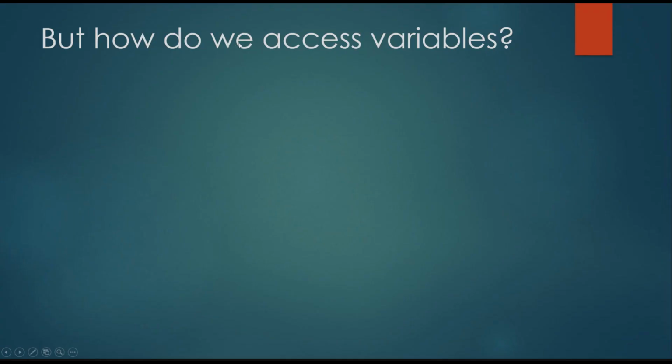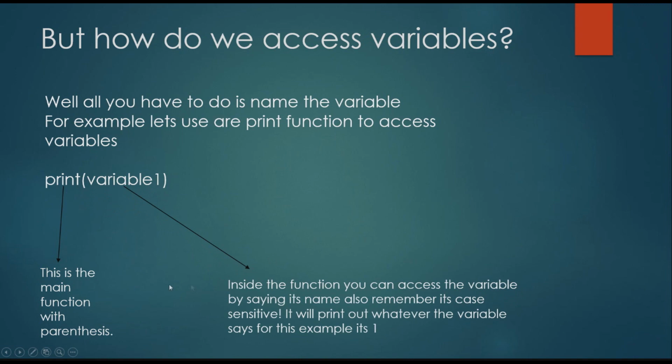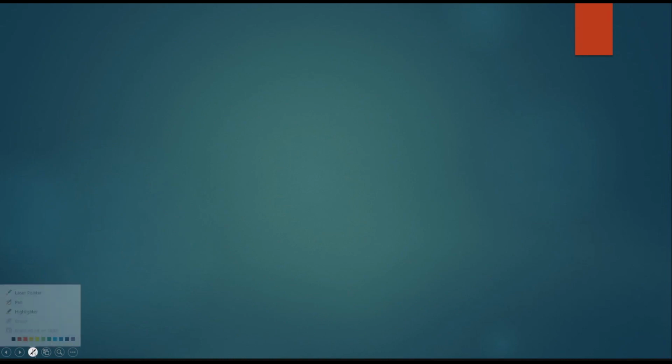Now on this slide, this explains in a bit more detail how it works. So we have a print function, which is how you access it. It's like this is the main function with the parentheses, and then we have this variable 1. Inside the function you can access the variable by saying its name, and it's case sensitive. So yeah, and there are just a few more things I would like to go through with you guys.